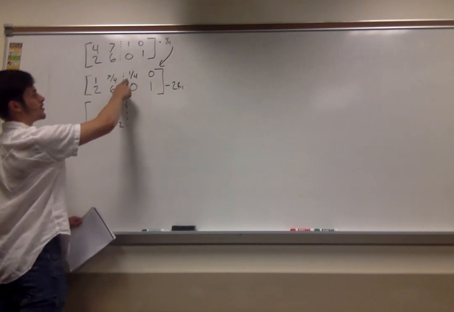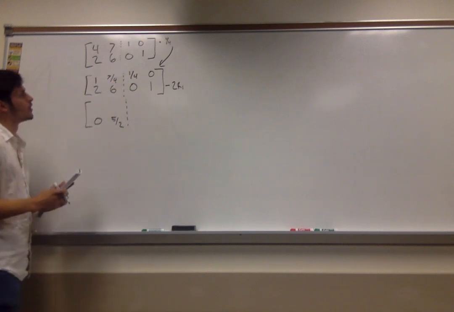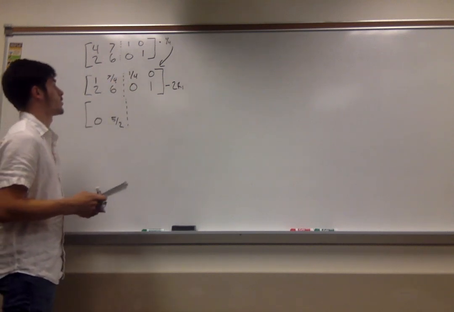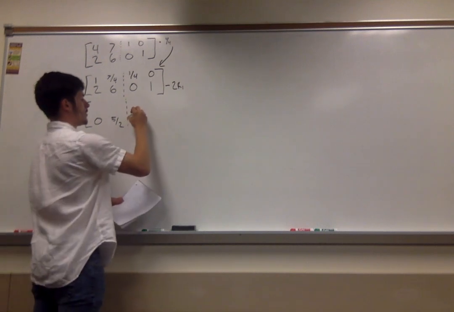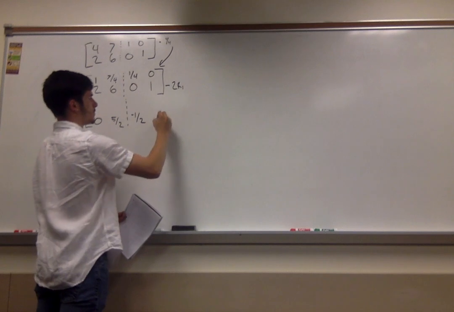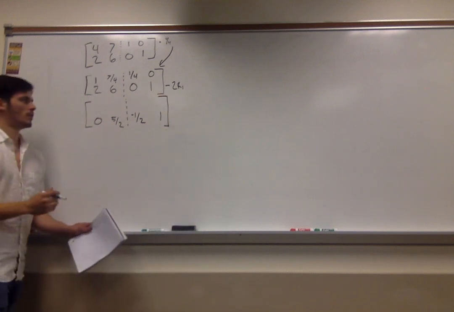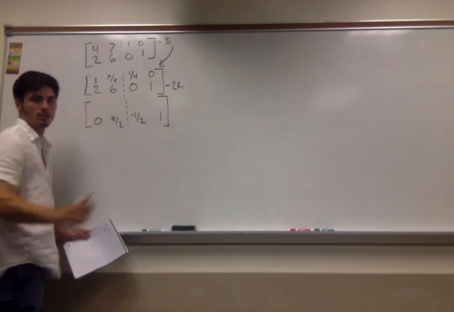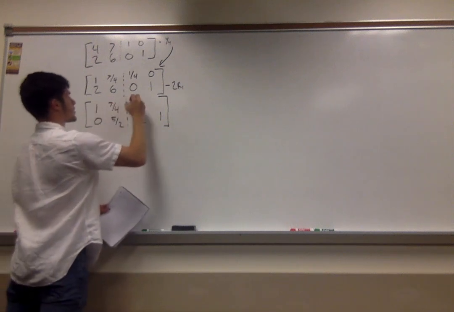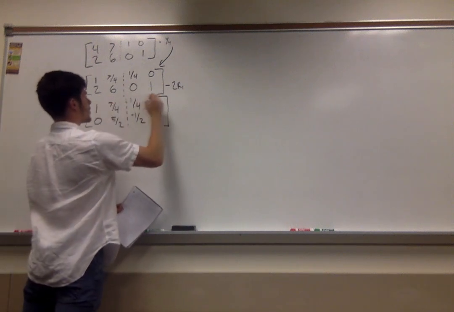0 minus 2 times 1/4. So 0 minus 2/4. So 0 minus 1/2. Well, that's going to be negative 1/2. And then 1 minus, okay, that's just 1. And then does the top row change? No, it does not. 1, 7/4, 1/4, 0.